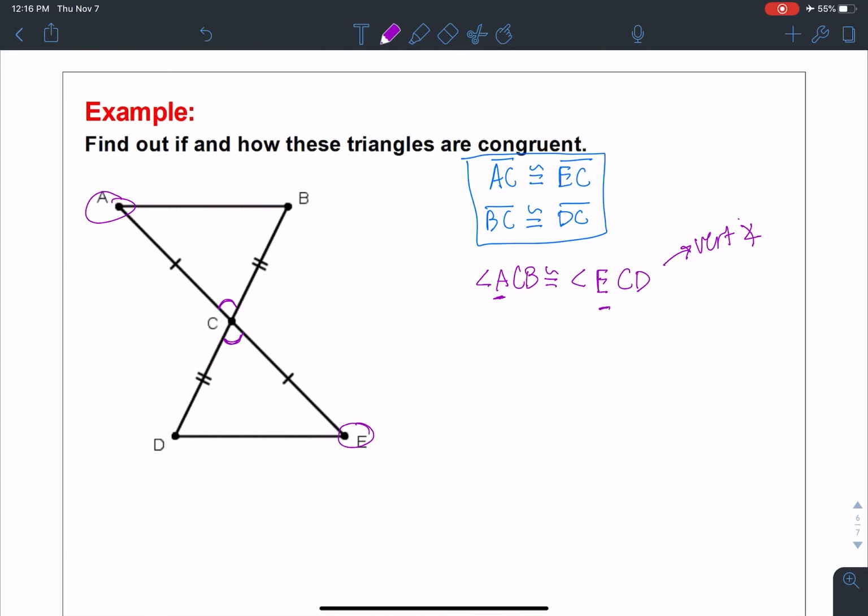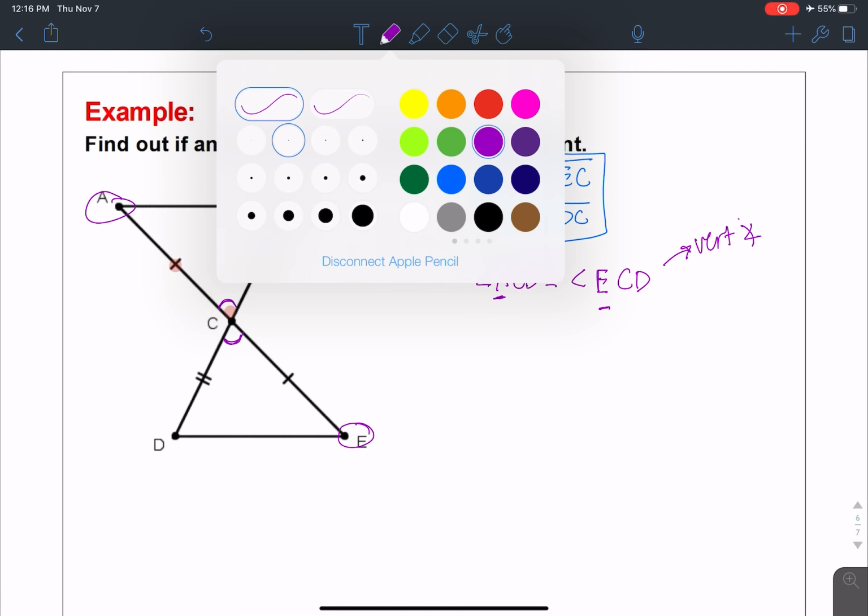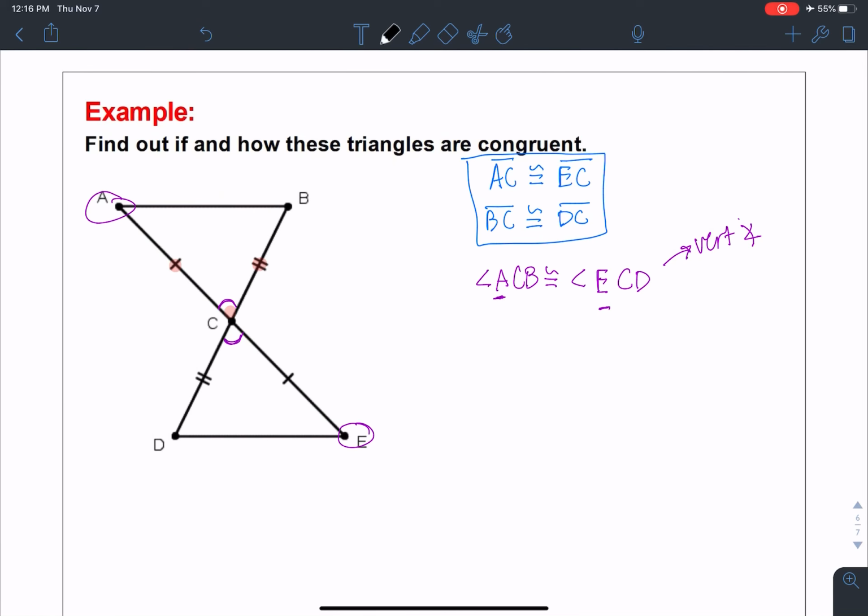So when I look at my picture, I can see I have a side, an angle, and a side. So if I wanted to say that these were congruent, I would have to use side, angle, side. So I'm going to go ahead and write my congruent statement of the triangle. So I'm going to say triangle ABC is congruent to triangle EDC. Notice everything matches up. Angle A, angle E, angle B, angle D, angle C, and angle C. So I would say that that is congruent by, and we already looked, side, angle, side, and that would be my reasoning.